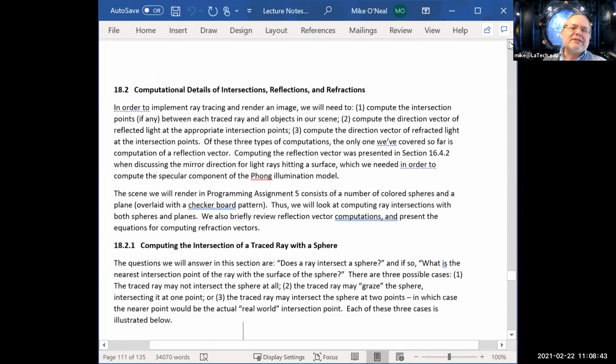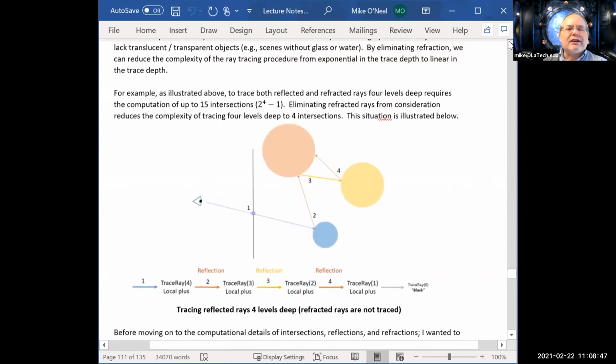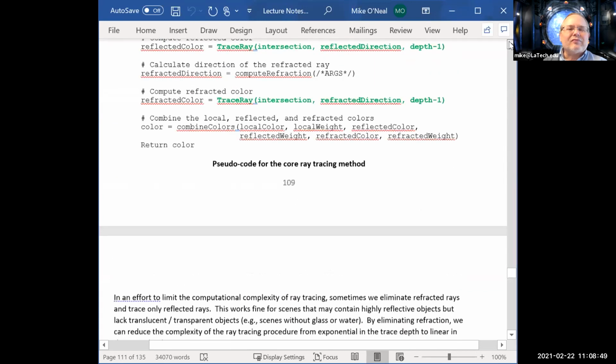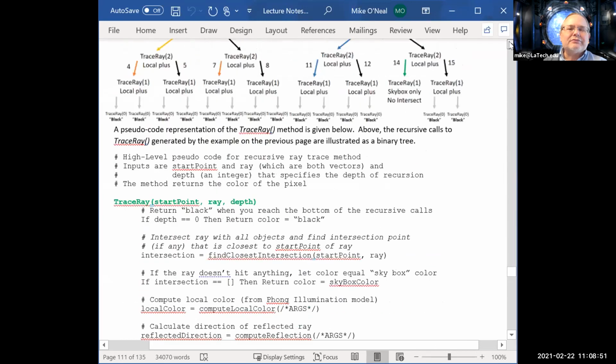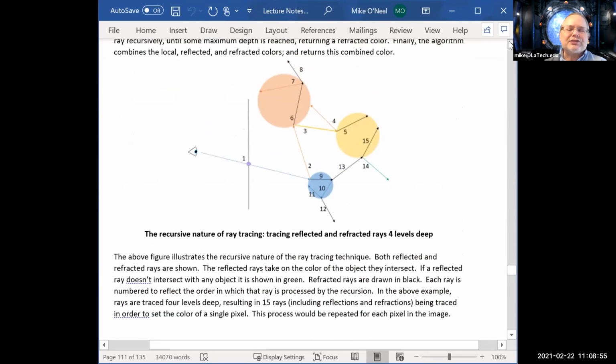It can be extremely expensive, as we mentioned, because in a typical scene that you're going 4 levels deep that had both reflection and refraction, you could have up to 15 intersections, all to compute 1 pixel. And you do that over and over.